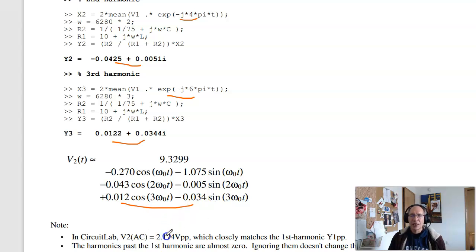In theory, you have to go out to infinity. In practice, this third harmonic is so small that if I ignore it, I'm not too far off. In fact, the second harmonic is pretty small. If I just included the DC term and the first harmonic, I'd get a much better answer.